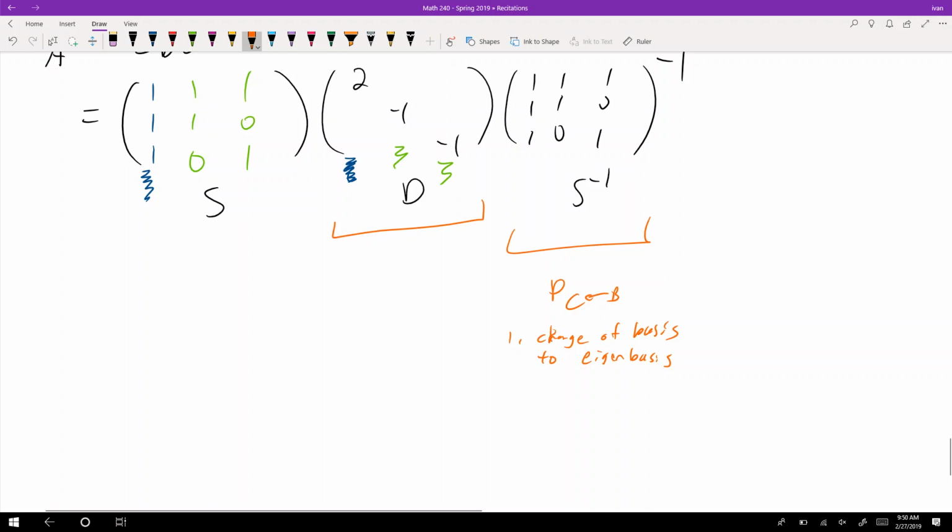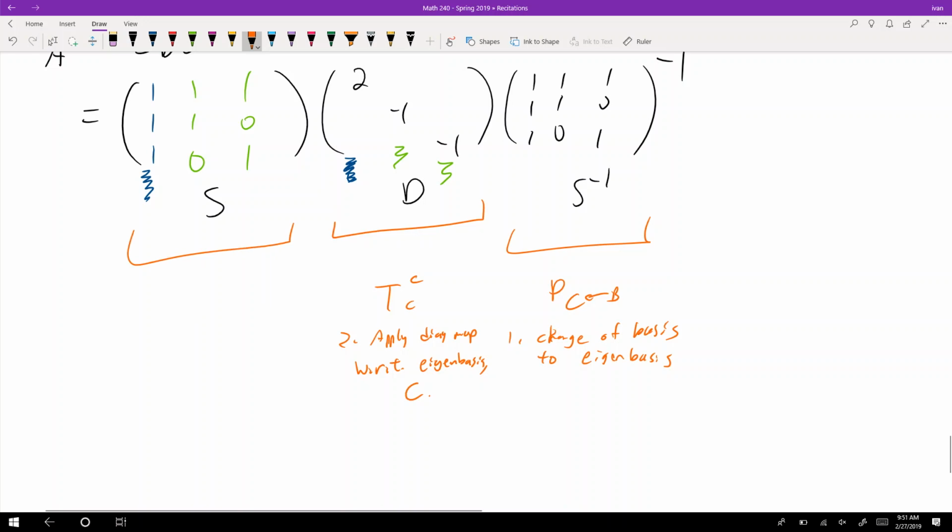The second thing that happens is this is a diagonal map. This is like T_CC. It's the map with respect to the eigenbasis, and it's a diagonal map. Apply the diagonal map with respect to the eigenbasis, which is C. All right, this is step 3 right here.